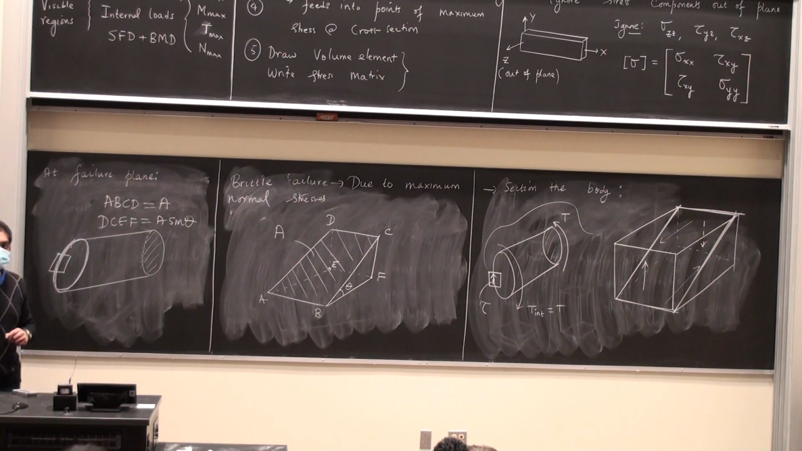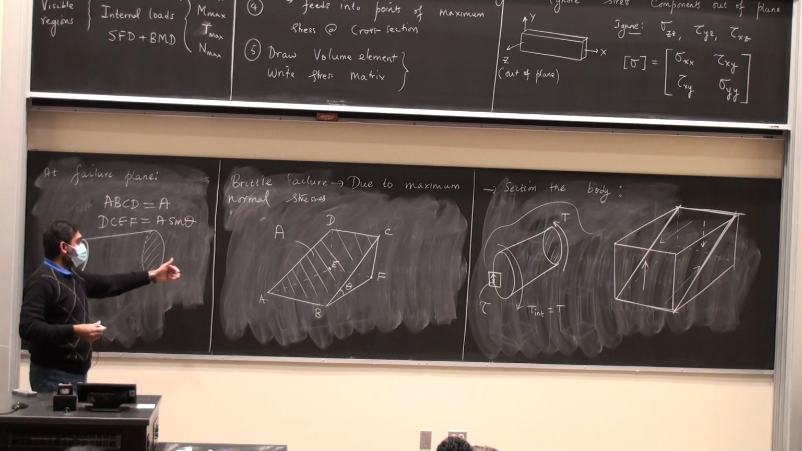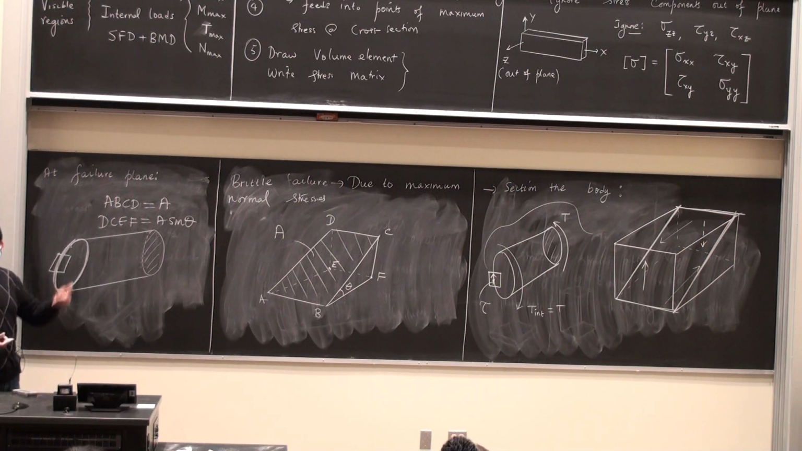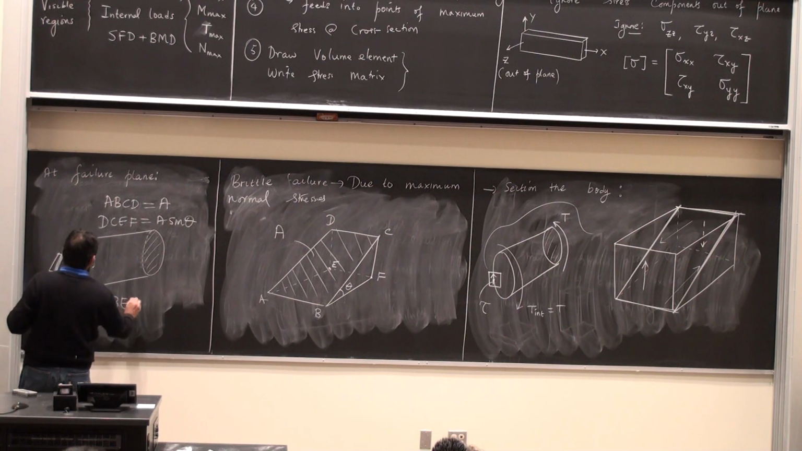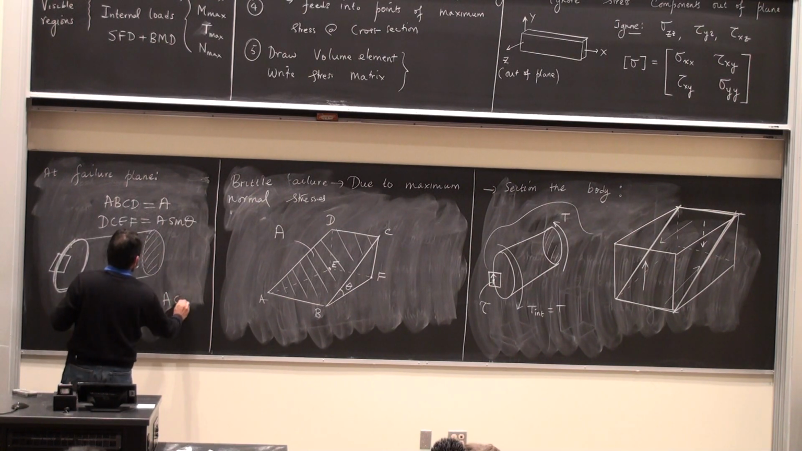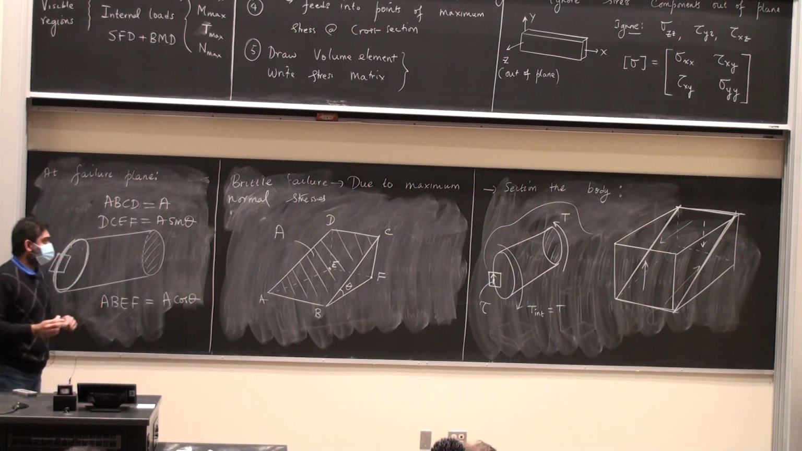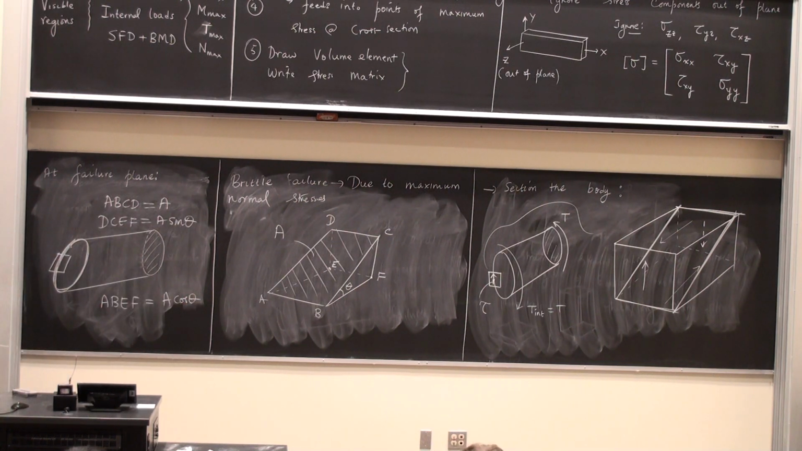That's the area, right? Common sense, right? It's a component. Then the area of A, B, E, F is going to be A times cosine theta because it's a projection of this area capital A on the bottom. So far, so good? Okay.